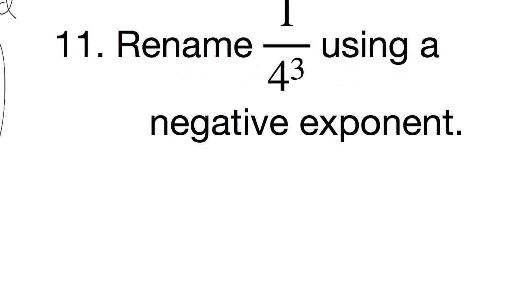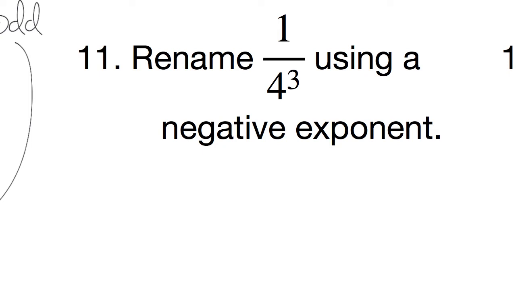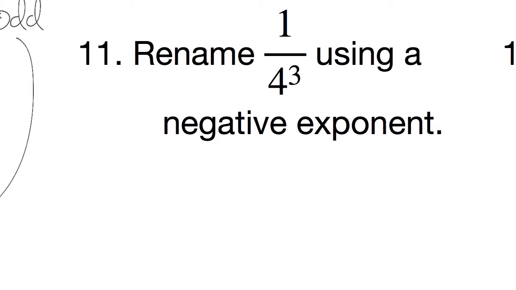Rename 1 over 4 to the 3rd using a negative exponent. Well, if you want to cross the line, then you change the sign. It becomes 4 to the negative 3. Negative exponents mean fractions, and fractions mean negative exponents.